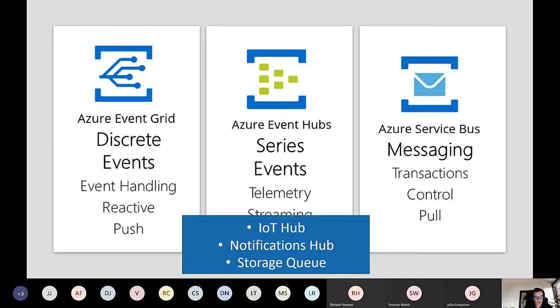Also, we have many other services such as IoT Hub that manage events received from IoT devices. We have Notification Hubs that manage mobile notifications, and we have Storage Queue that allows basic message processing, but you do not have features such as duplicate detection, transactions, or even the ordering of messages.